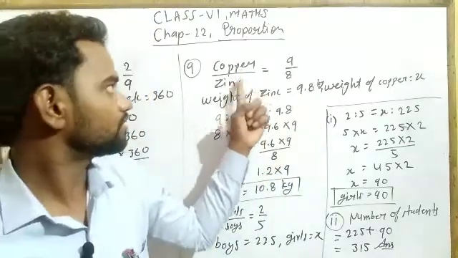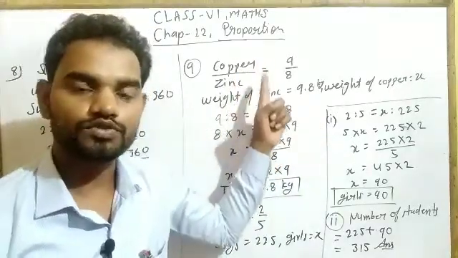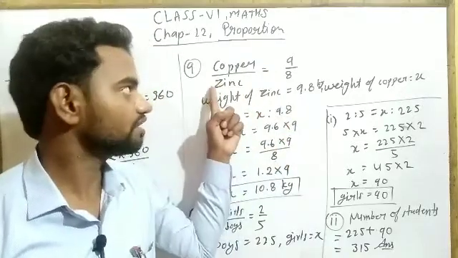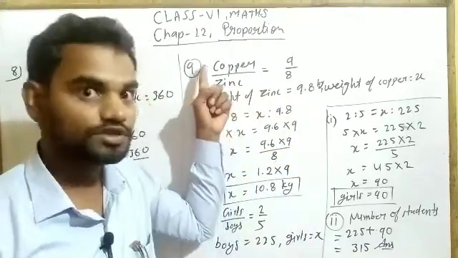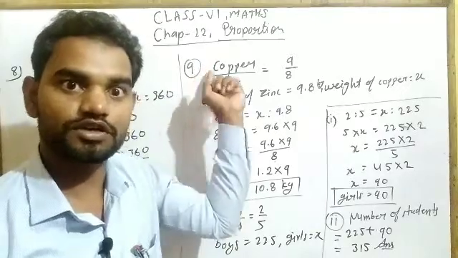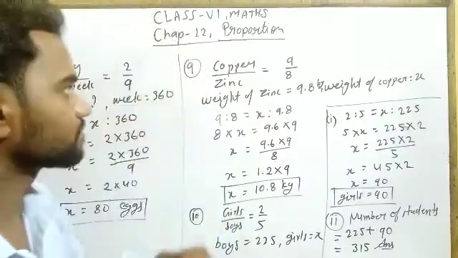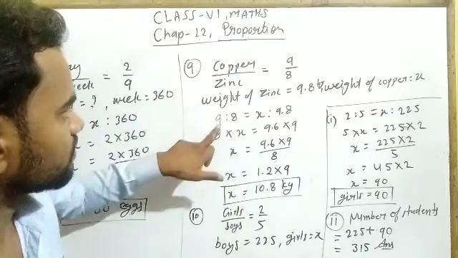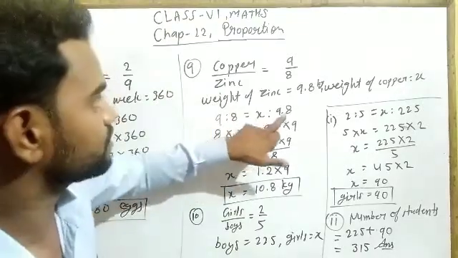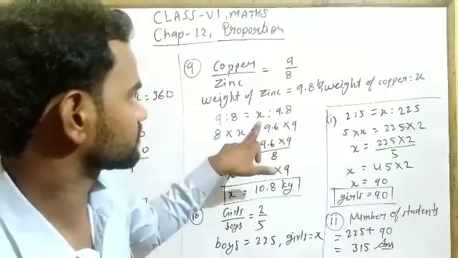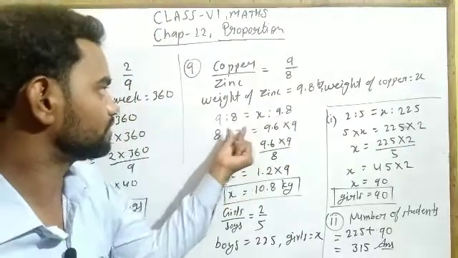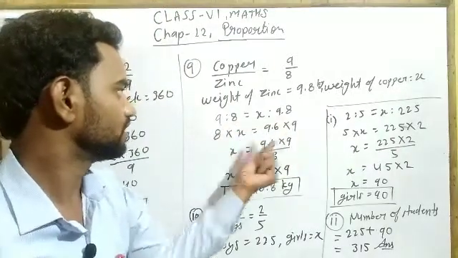What is given? Copper to zinc ratio is given there. Copper to zinc means first term to second, then third term should be this. This is the first term, so third term will be there also. Copper to zinc equal to copper to zinc. This is copper is x, copper to zinc. Product of means equals product of extremes.